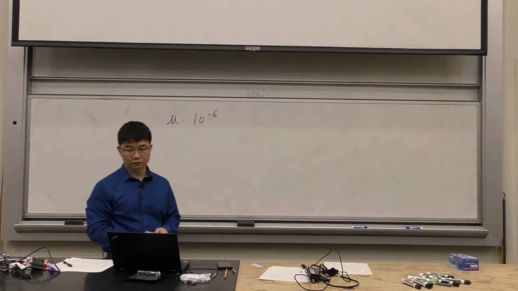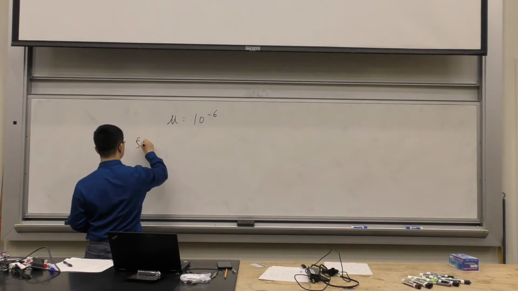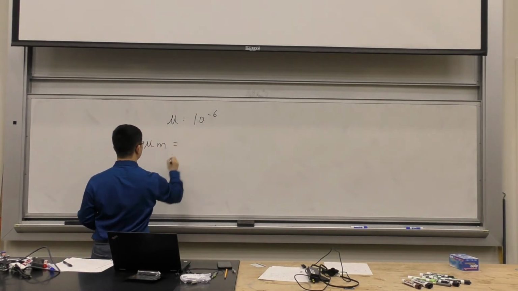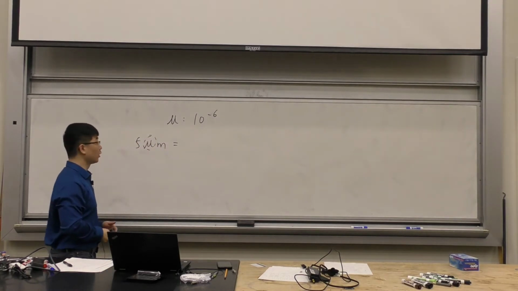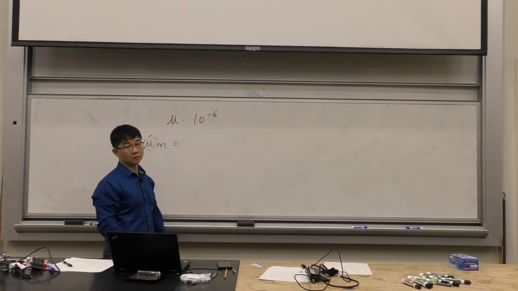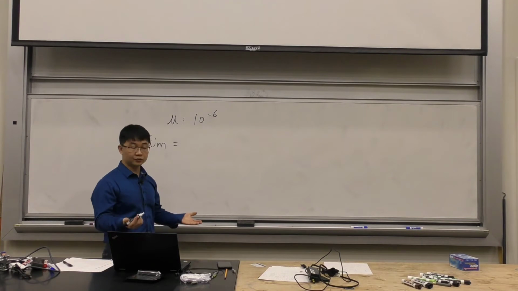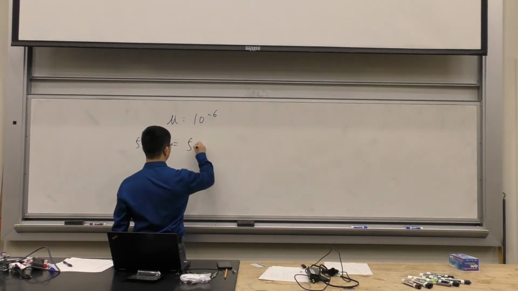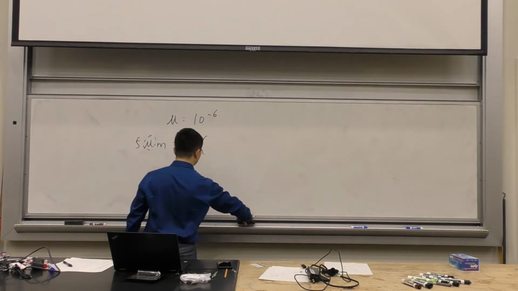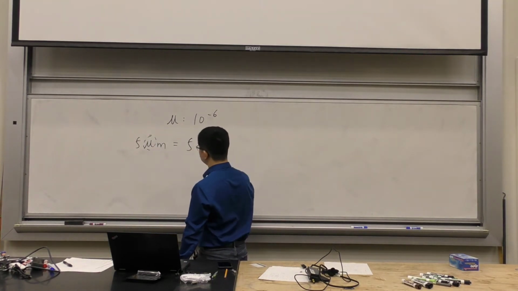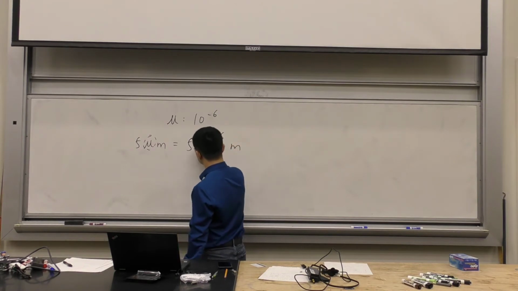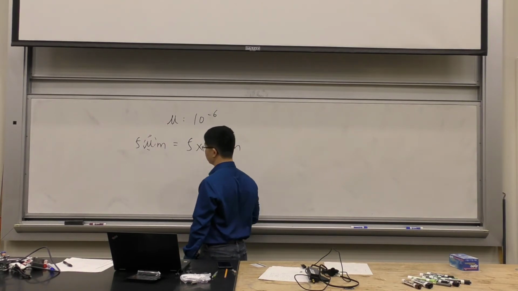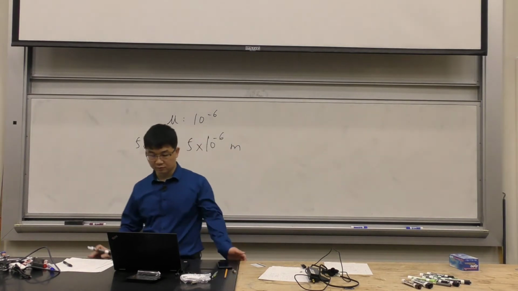Now, if I want to convert 5 micrometers to meters, all I need to do is just replace this prefix with the number it represents. Then you're done. You get rid of this prefix, okay? So in this case, you would just replace that with 10 to the negative 6 meters, right? So this is just going to give you 5 times 10 to the negative 6 meters, right?